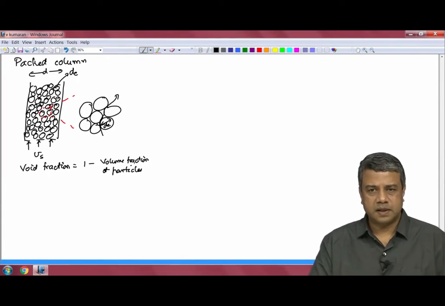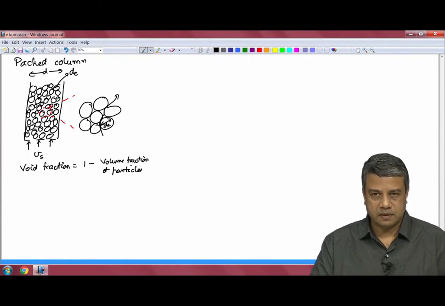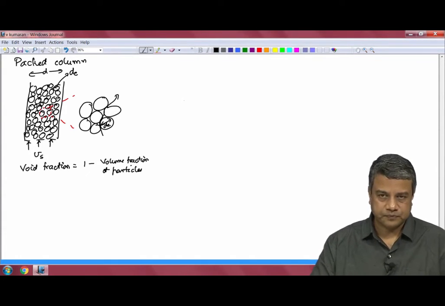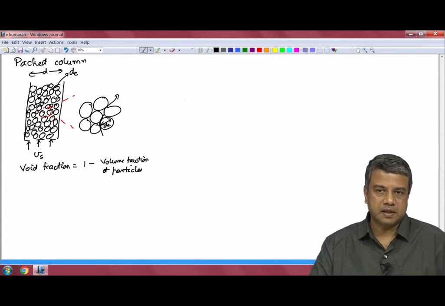The volume fraction of particles could vary anywhere between about 0.6, 0.64 for spherical particles to as low as 0.2 if you have odd shaped particles. If you can make odd shaped particles in such a way that the fraction of volume occupied by particles is small, and therefore, the void fraction is large.